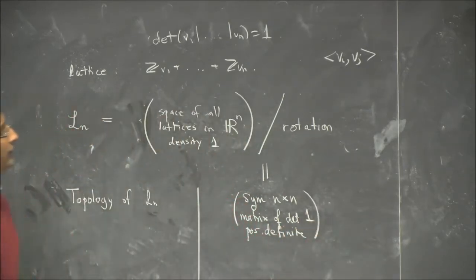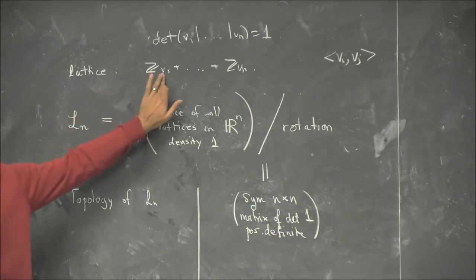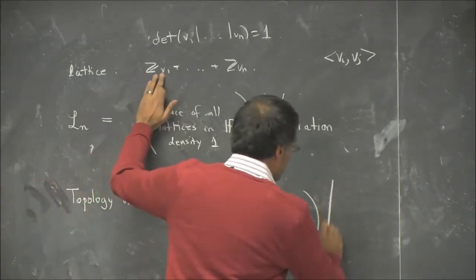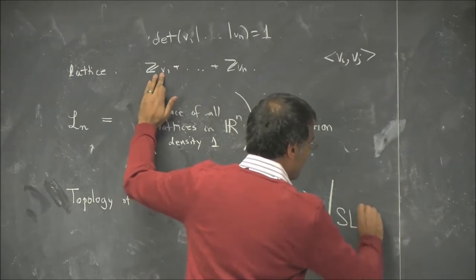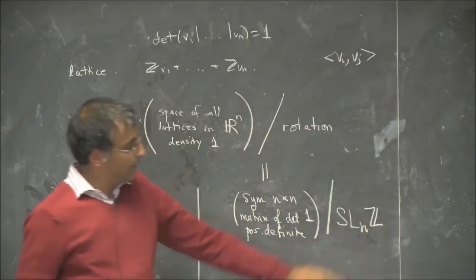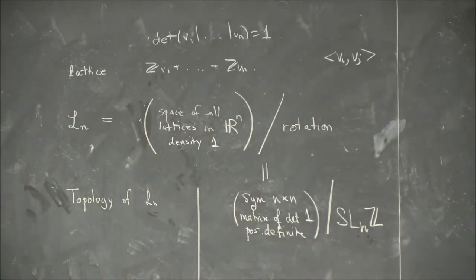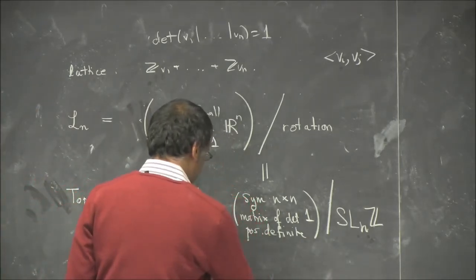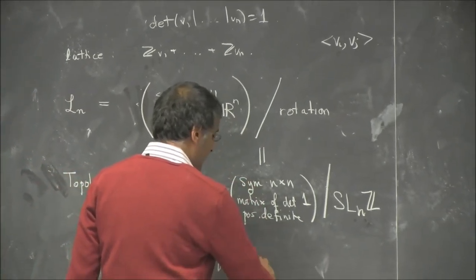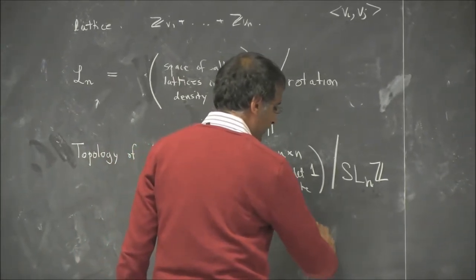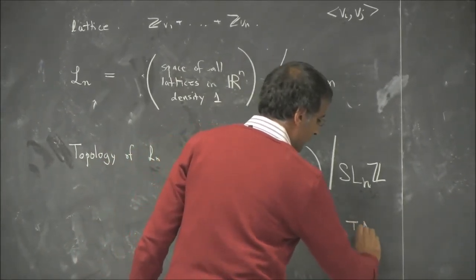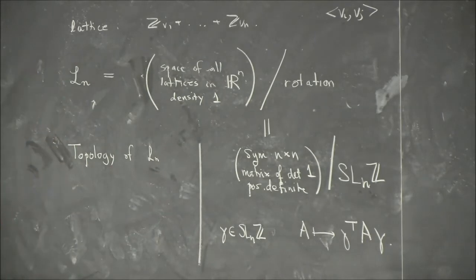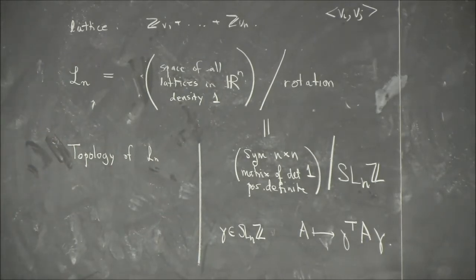But you have to account for the fact that a lattice has many different bases. So you get this space quotiented by the action of SL_n(Z), which means n by n integral matrices of determinant 1. The action on a symmetric matrix is the usual way you act on a quadratic form: gamma transpose A gamma.